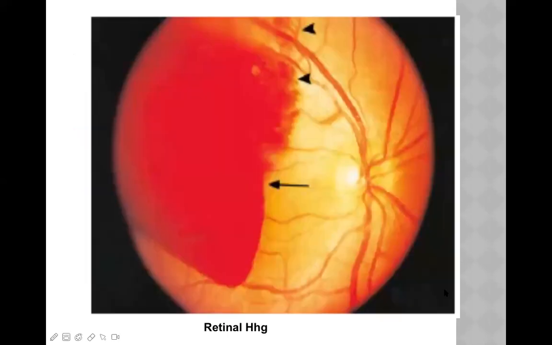Okay, let's move on. Let's see some of the pictures and then we'll talk about the management. Now see here, this is a retinal hemorrhage. You can see the retinal hemorrhage. This is called fundoscopy. Here is the optic disc. I cannot see the boundary of the optic disc clearly. So probably some sort of papilledema is already there.